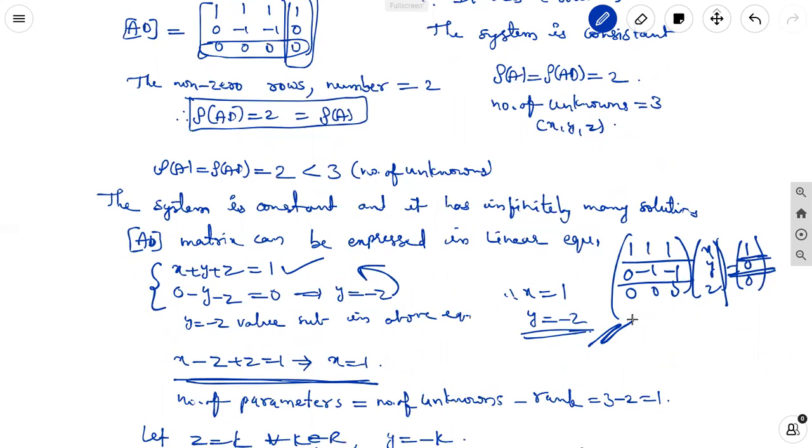Here y depends on z. You can choose z as any value, and then you get a different value of y. So if z belongs to the set of real numbers, you can choose any value. The real number set has infinite values, so the system has infinite solutions.